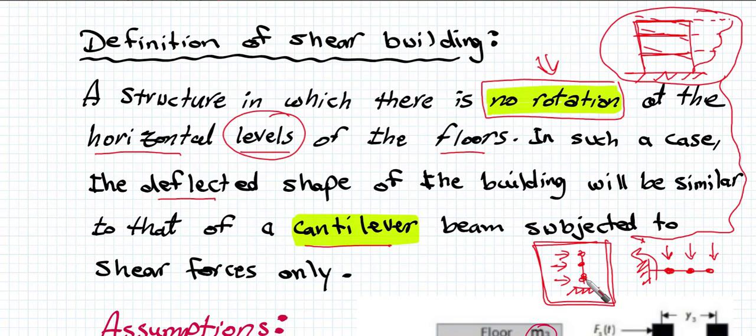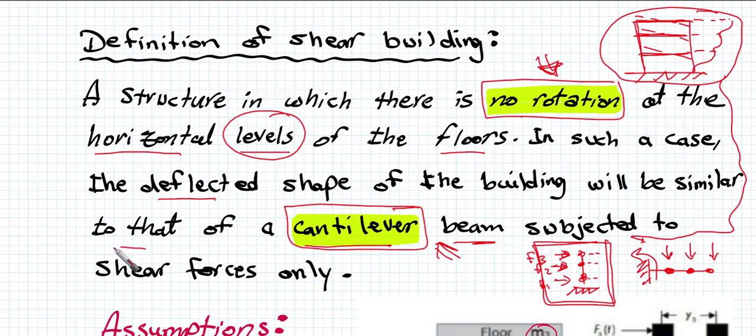And for this cantilever, only horizontal displacement is going to be considered under the forces applied on the system, right? So that's the meaning of no rotation, and from this no rotation we have the concept of the cantilever beam subjected to shear forces only. Shear forces only. Take care of the word shear.